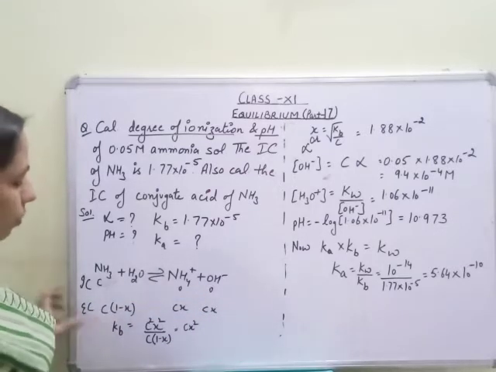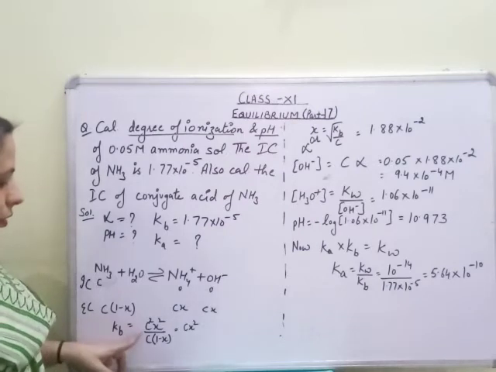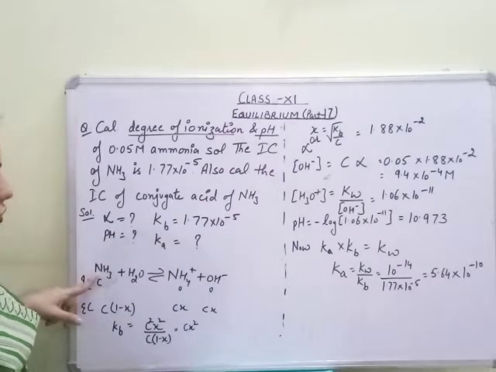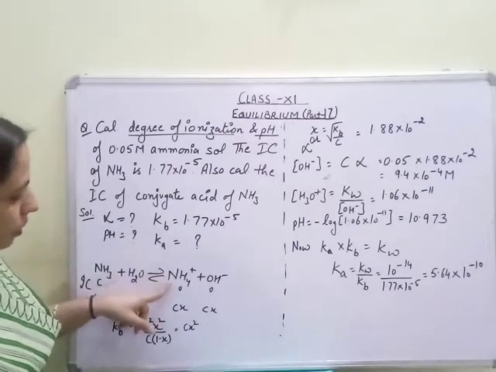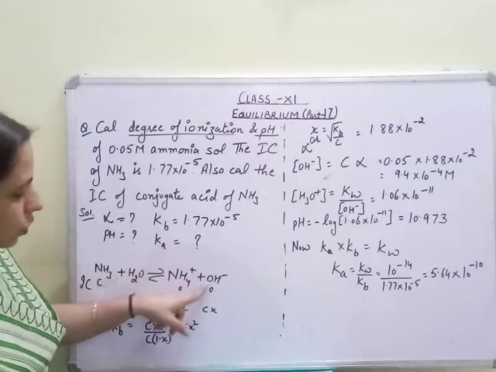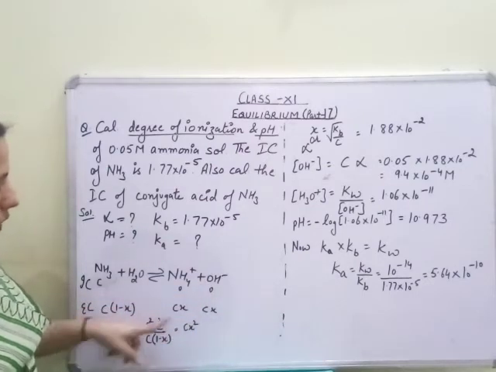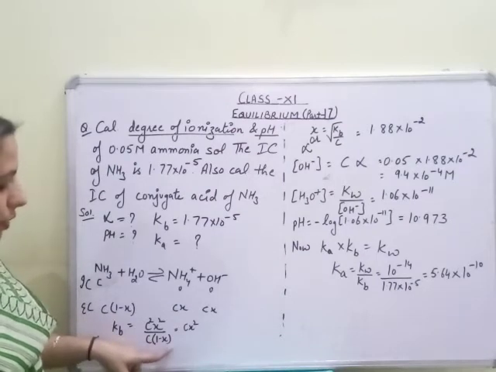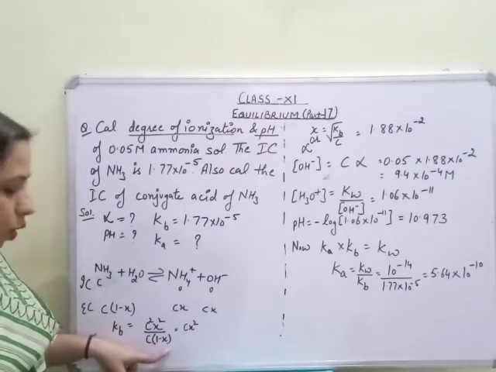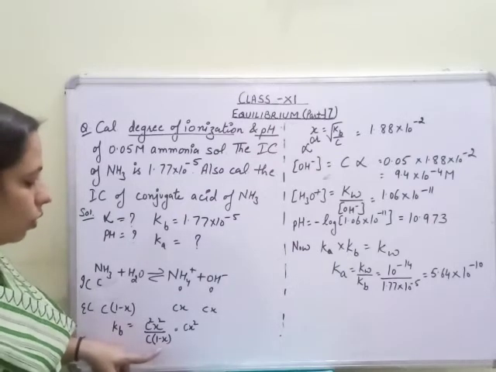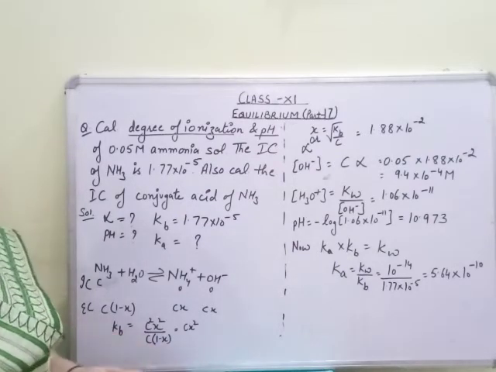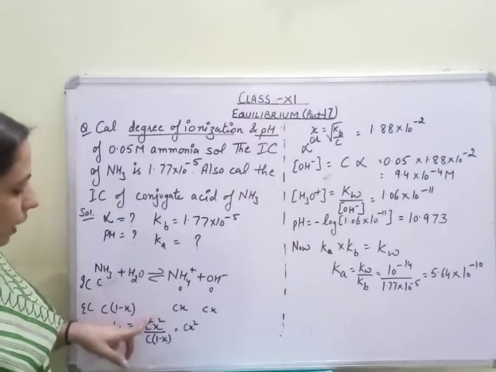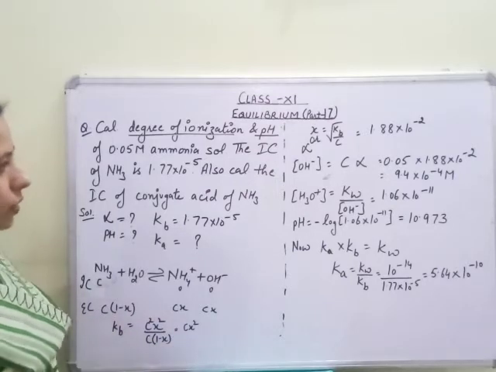Applying the formula of equilibrium constant for the base here, concentration of ammonium ions into concentration of hydroxide ions upon concentration of ammonia. Now concentration of ammonium ion is Cx, concentration of hydroxide is again Cx, so Cx into Cx is C square x square, and in the denominator C into 1 minus x. 1 minus x is very small, as we have done in the previous videos also, so it is considered nearly equal to 1 only. Now one C and one C will get cancelled out. Kb is equal to Cx square.